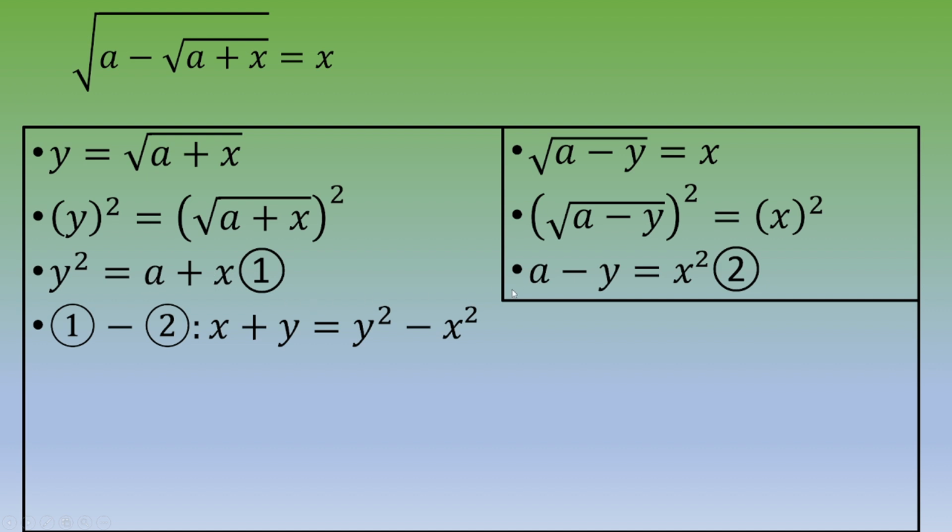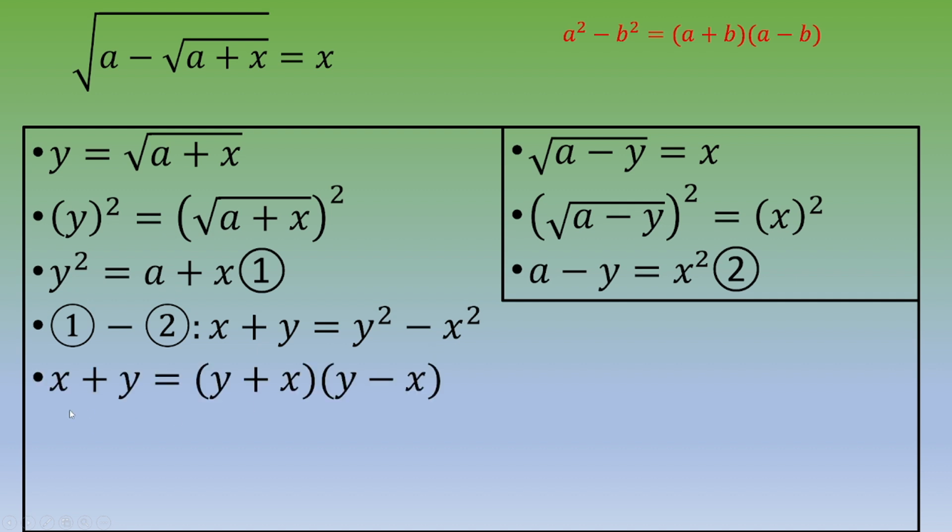This is a minus a, this is 0, x minus y, this is x plus y, and you've got equals y squared minus x squared. So this is a remarkable identity, a squared minus b squared, which is a plus b times a minus b. So you can transform this right part of the equation, and at the end you get x plus y equals y plus x times y minus x.